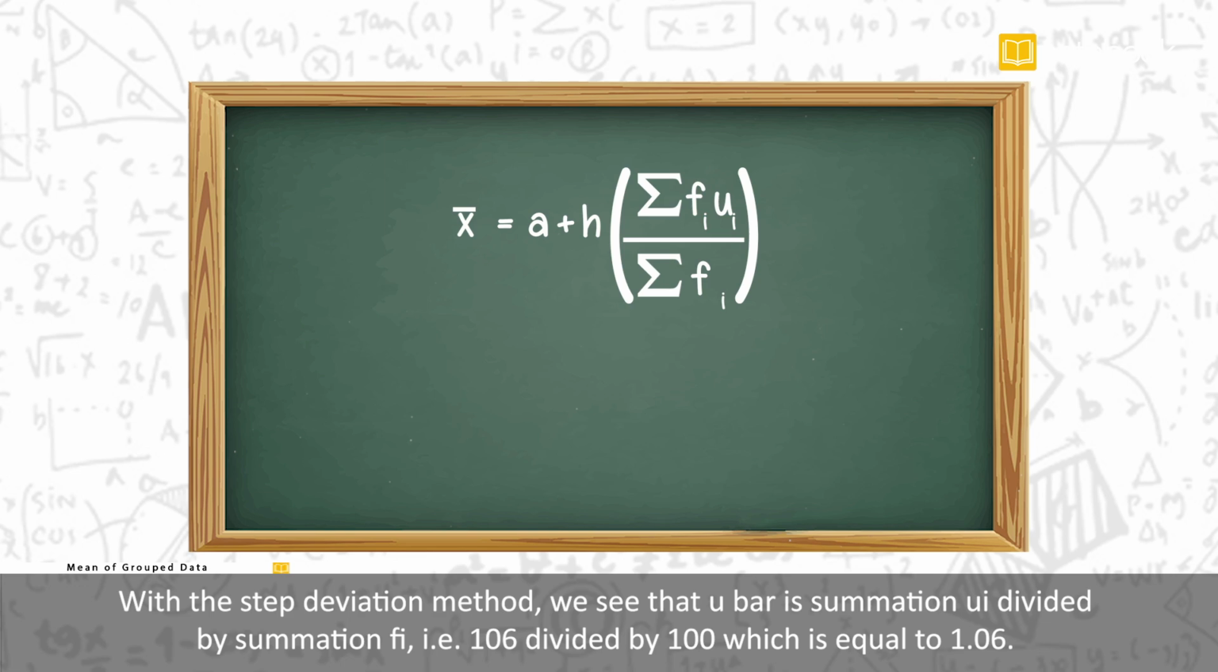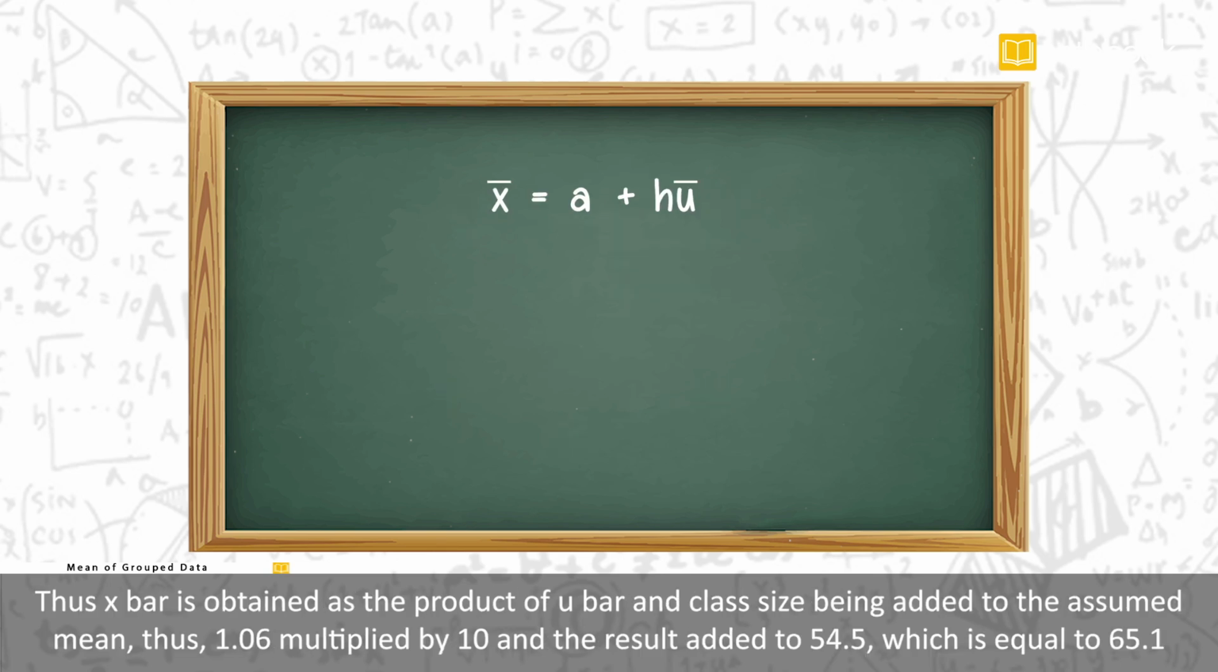With the step deviation method, we see that U bar is summation Ui Fi divided by summation Fi, that is 106 divided by 100, which is equal to 1.06. Thus, X bar is obtained as the product of U bar and class size added to the assumed mean. Thus, 1.06 multiplied by 10 and the result added to 54.5, which is equal to 65.1.